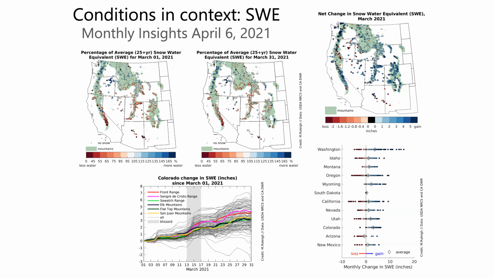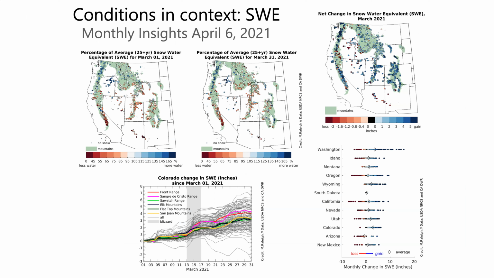We also summarize snow water equivalent. These figures on the left show the percent of the average SWE from the start of March and from the end of March, both with the La Nina pattern of more snow in the north and less snow in the south. Further analysis on the right in this month's article summarizes the monthly change in SWE by state.